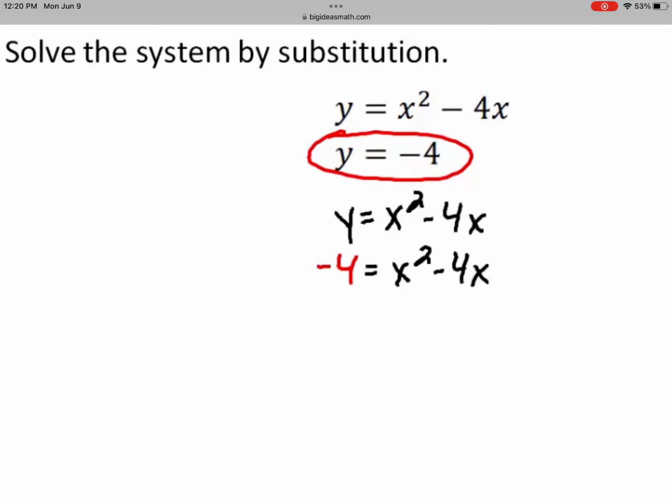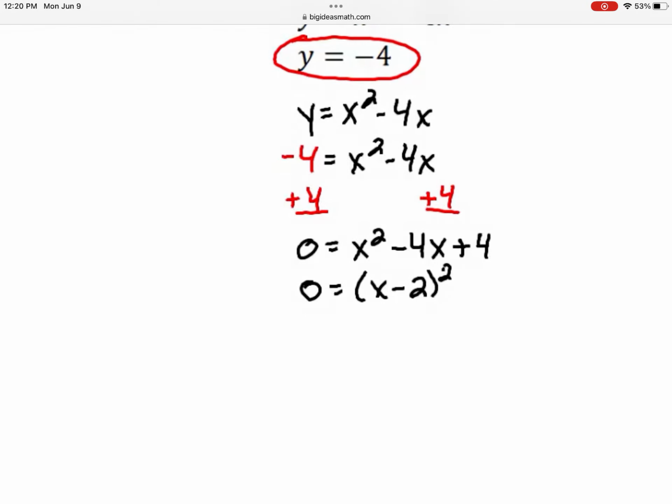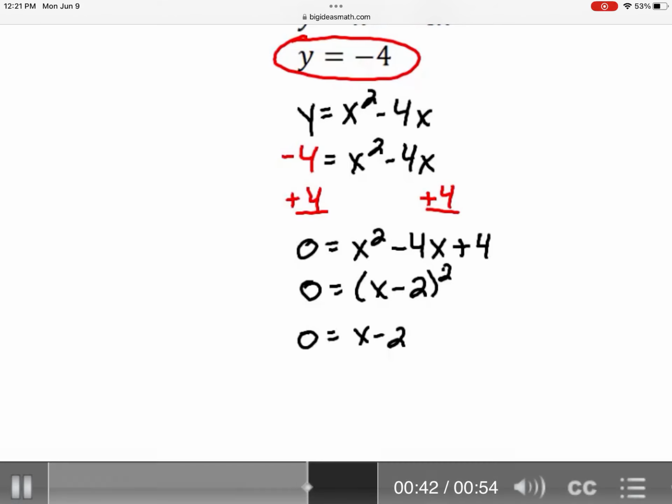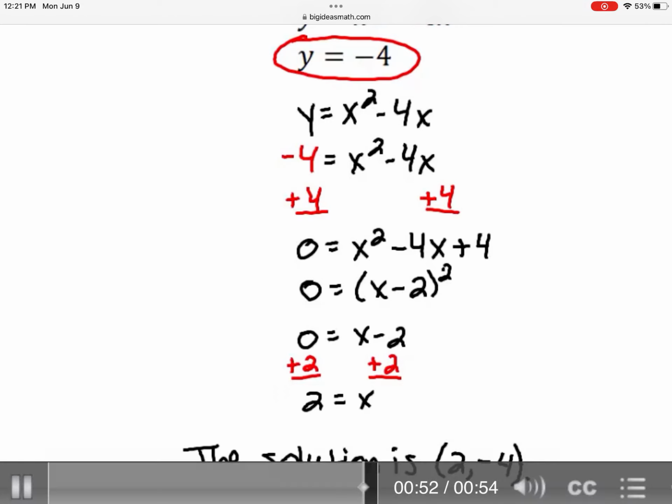squared minus 4x. To solve for x, first add 4 to each side, giving you 0 equals x squared minus 4x plus 4. x squared minus 4x plus 4 factors as the quantity x minus 2 squared. By the zero product property, you can set each factor equal to 0. Because both factors are the same, you have 0 equals x minus 2. To solve 0 equals x minus 2 for x, add 2 to each side, leaving you with 2 equals x. You are given that y equals negative 4, so the solution is (2, negative 4).